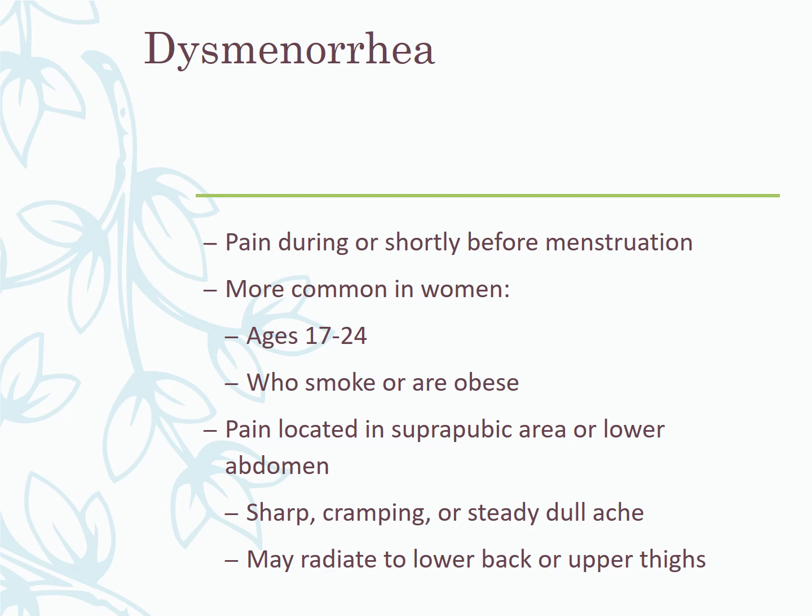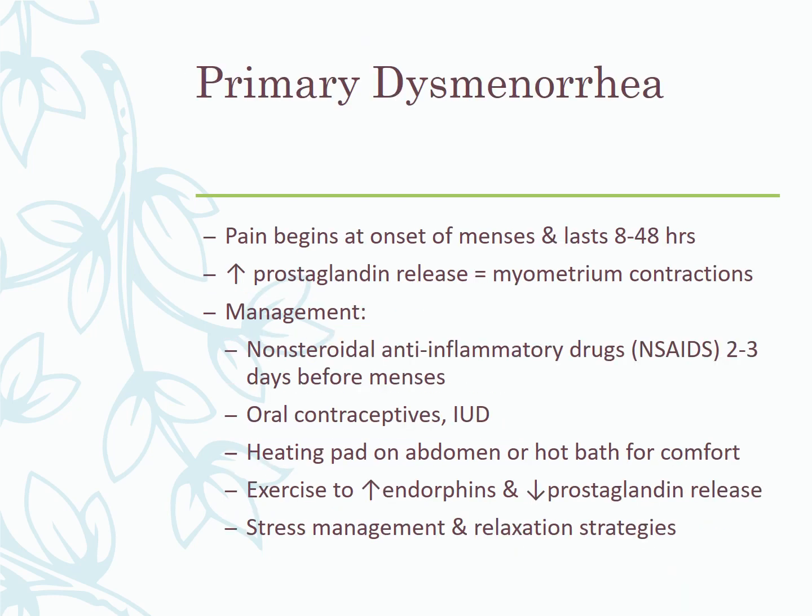About 30 to 40% of women report some level of discomfort during menstruation. With a lot of women, it does improve with age or after a full-term pregnancy. It can range in severity of symptoms and vary from woman to woman and from cycle to cycle. It's also categorized as primary or secondary.